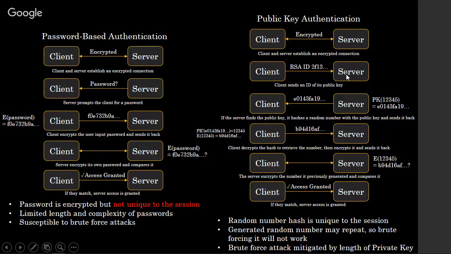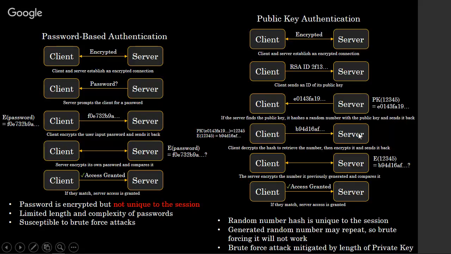If the public key is actually on the server, then what the server is going to do is use the public key. It generates a random number, in this case 1, 2, 3, 4, 5. You get some hash, and then it sends it back to the client. The next step is that the client is going to use the private key and a different hashing algorithm. It's going to reverse this to get back the 1, 2, 3, 4, 5.